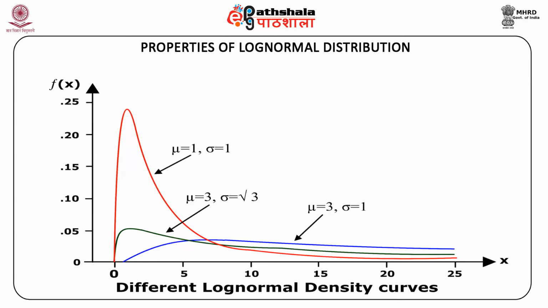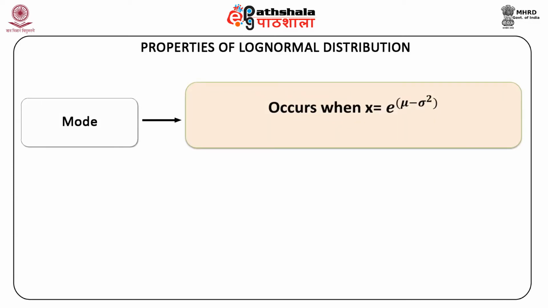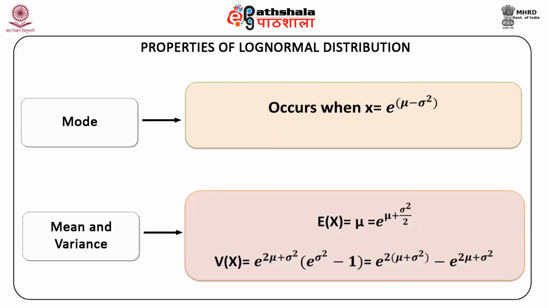As the value of x increases, the function of x first increases, reaches its maximum, and then decreases. The function of x tends to 0 as x tends to infinity or to 0. The mode of the function occurs when x is equal to e raised to the power of (mu - sigma squared). The mean and variance of x in log normal distribution function are: expected value of x is equal to e raised to the power of (mu + sigma squared by 2), and V(x) is equal to e raised to the power of (2 mu + sigma squared) times (e^(sigma squared) - 1), which is equal to e^(2 mu + 2 sigma squared) - e^(2 mu + sigma squared).